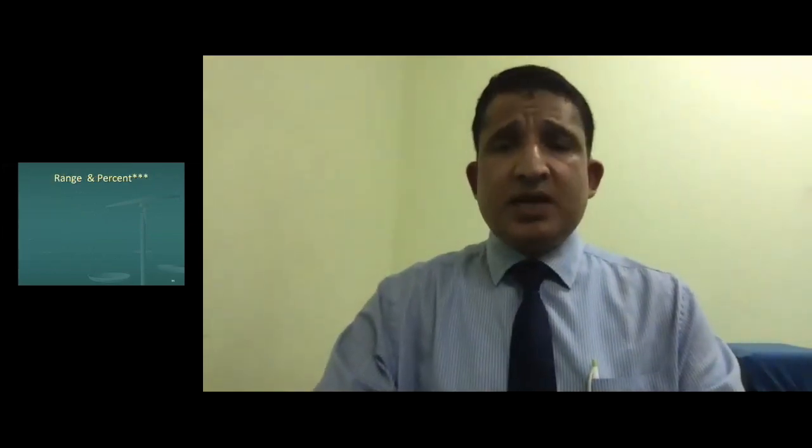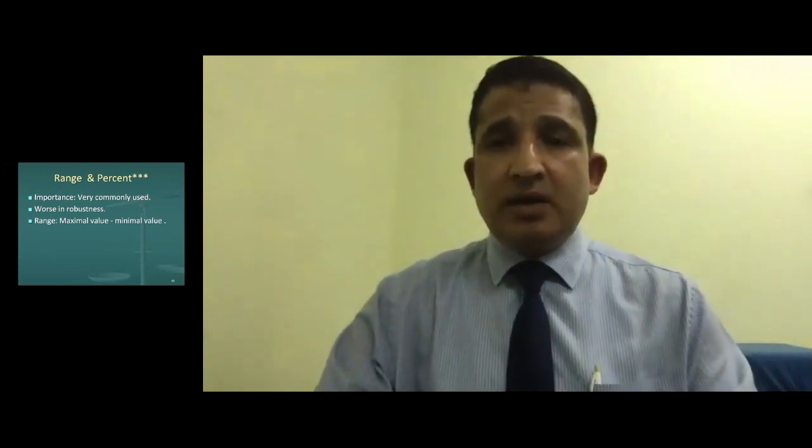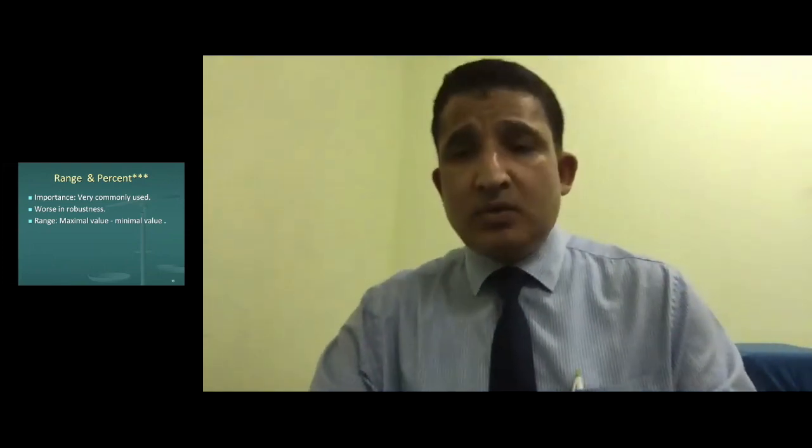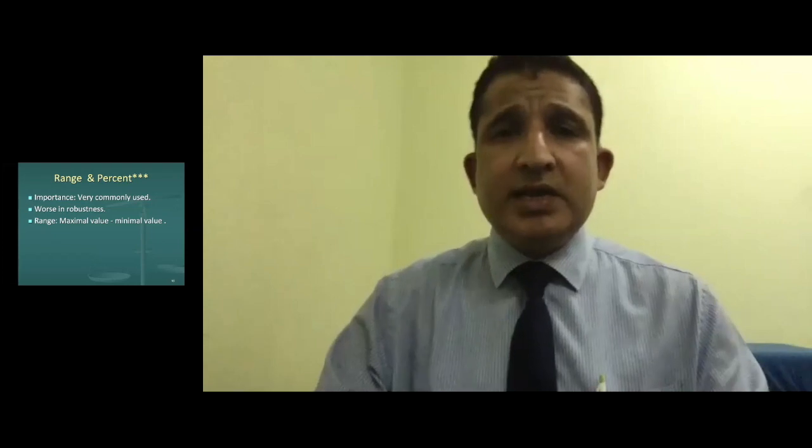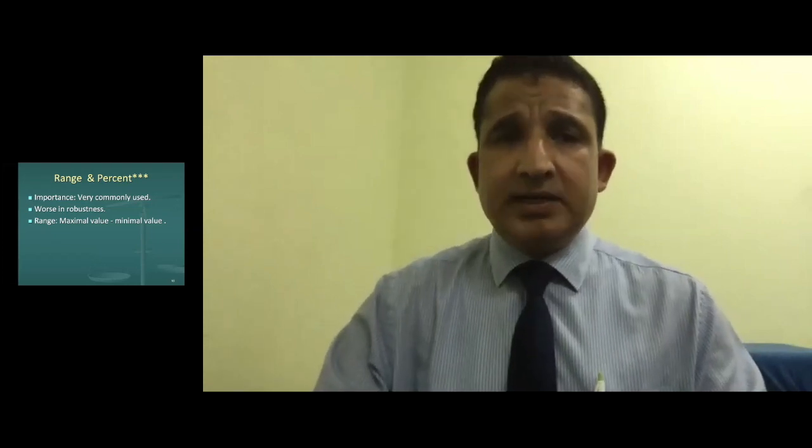Range and percent are very easy to define, and they are very commonly used in neurosurgical literature, but they are poor in robustness. All range says is the maximum value minus the minimal value. If I am analyzing patients with aneurysmal subarachnoid hemorrhage, all I'll be saying is the youngest patient was 16 years old, maybe the oldest patient was 91 years old. That's all the range says.